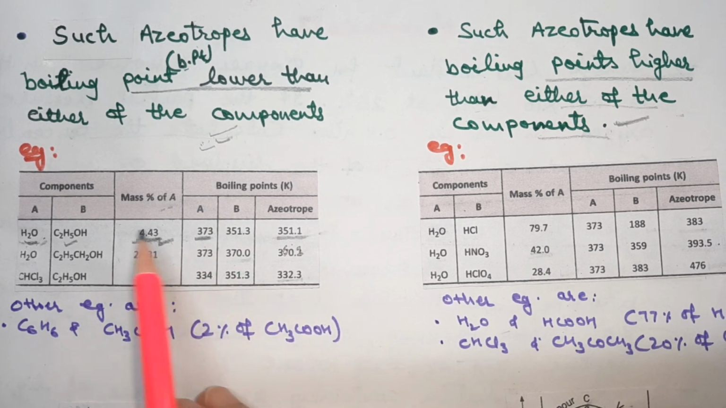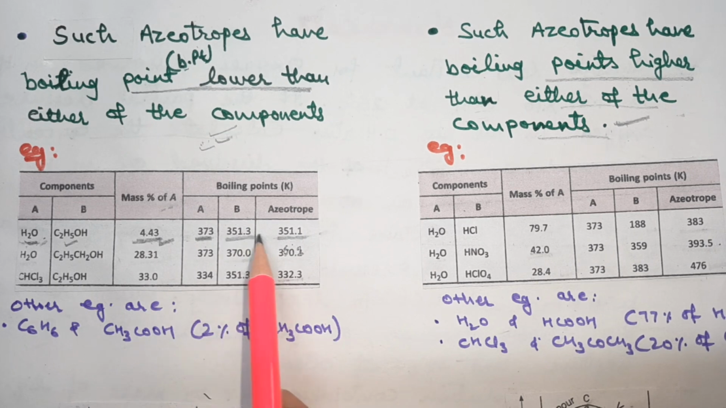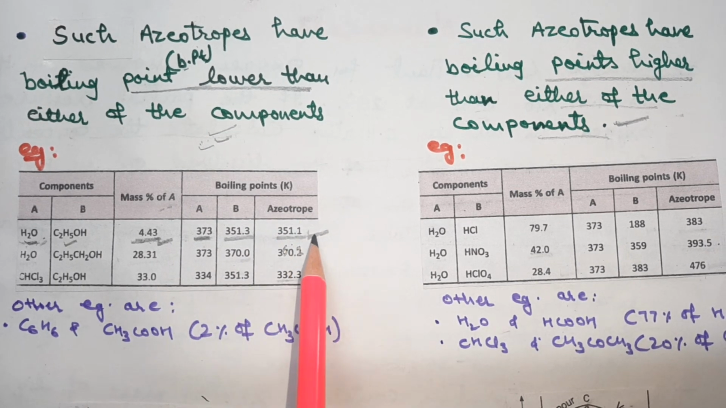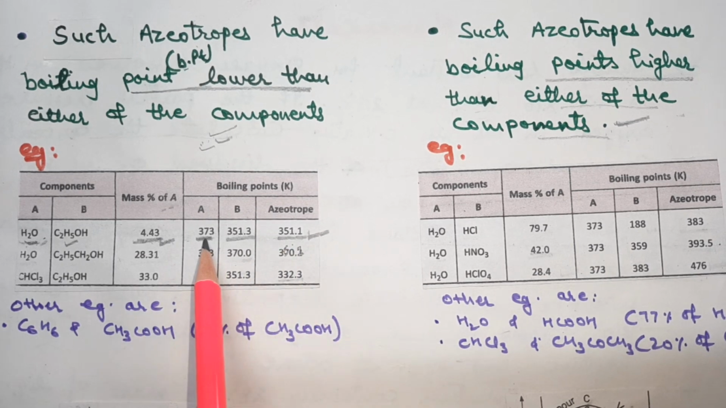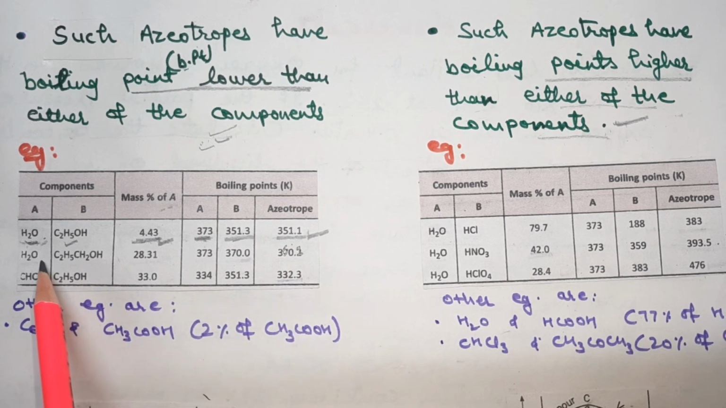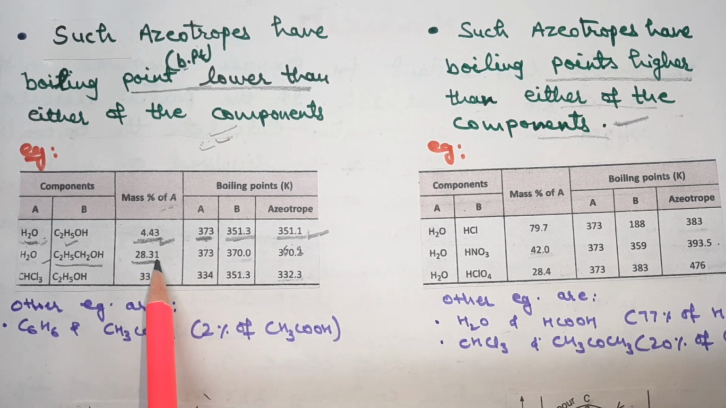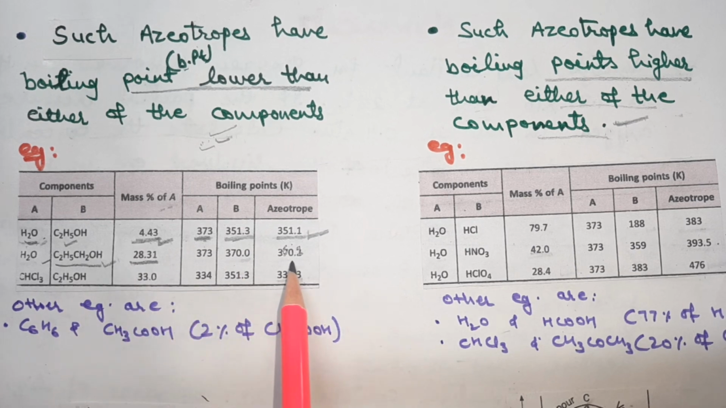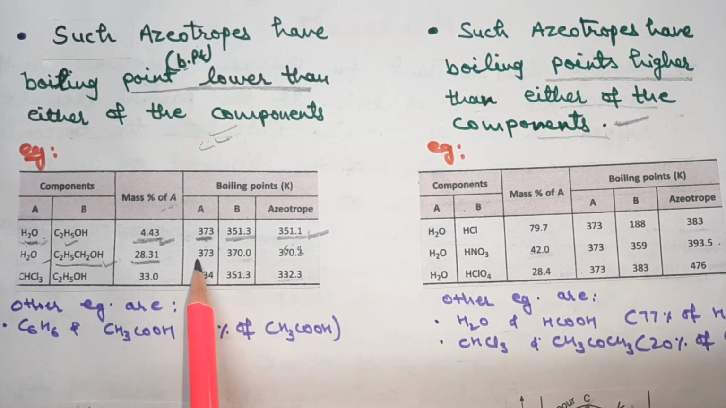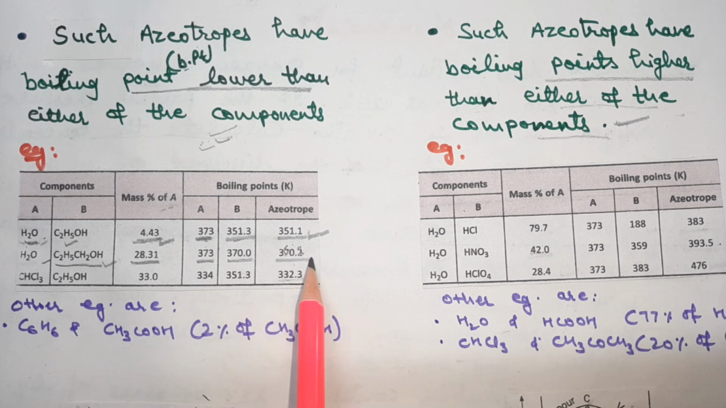So the boiling point of water is 373 and boiling point of ethanol is 351.3. और जो azeotropic mixture का boiling point है, that is less than the boiling point of water and the ethanol. Same way next example is water and propanol. जब मास परसेंटेज वाटर की 28.31 होती है, सो रेस्ट ऑफ द मास परसेंटेज दैट इज ऑफ प्रोपेनॉल, देन इट फॉर्म्स द एजियोट्रोपिक मिक्सचर. सेम वे द बॉइलिंग पॉइंट ऑफ वाटर इज 373 एंड दैट ऑफ प्रोपेनॉल दैट इज 370. सो द बॉइलिंग पॉइंट ऑफ एजियोट्रोपिक मिक्सचर दैट इज 360.1.